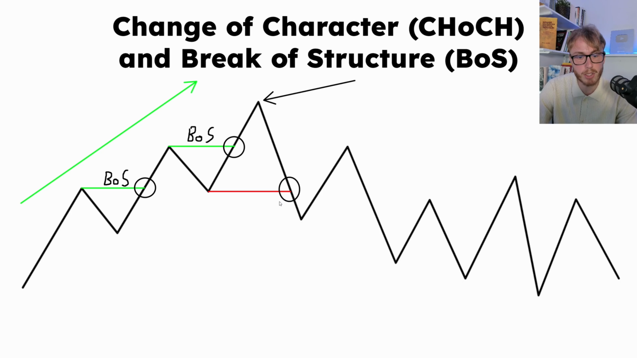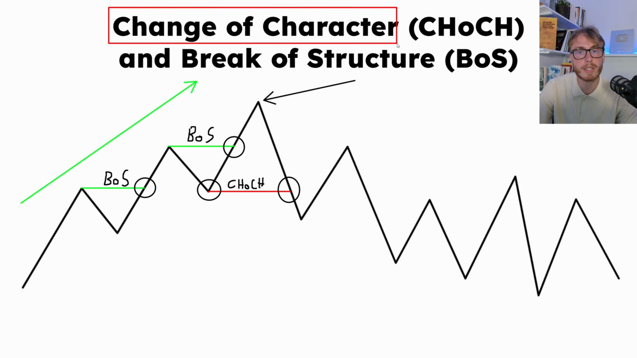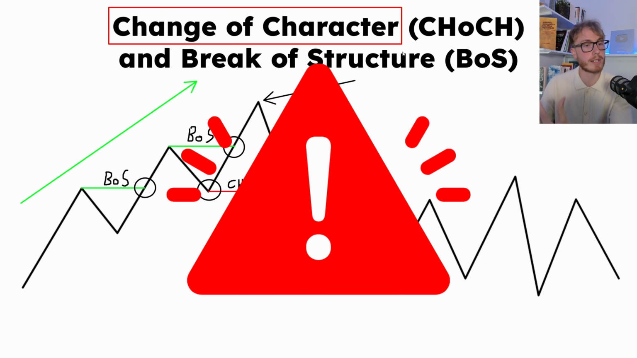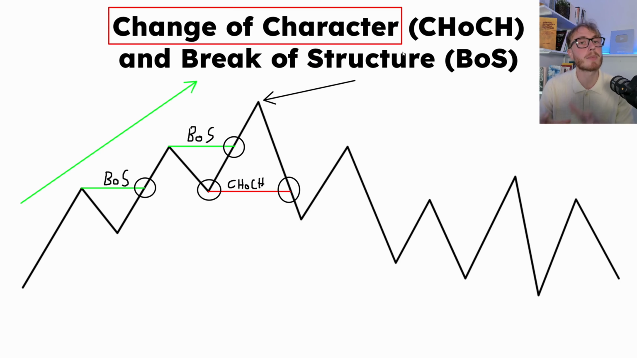When the price pushes below the most recent low in an uptrend, we call this a change of character, or for short CHoCH. And as we can hear on the name, a change of character basically means that the character of the price, which is currently in an uptrend, is changing. So a change of character is a first warning sign that the trend might be coming to an end.